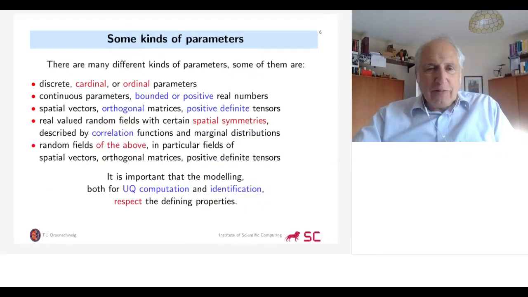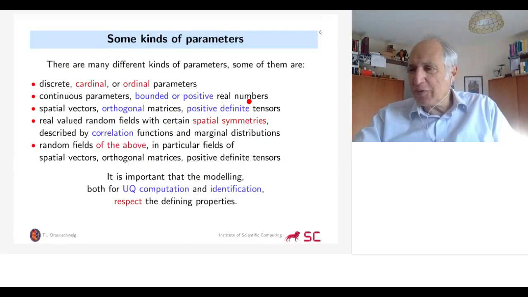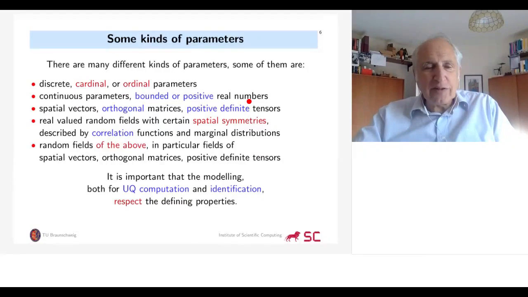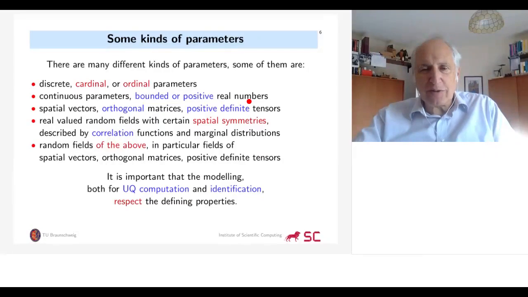Good, so here I have a list of some of the different kinds of parameters, what they could be. These are the ones we talk about; there are many other ones, and this is something which is extensively looked at in descriptive statistics, so there you can look for more. I'll just make short remarks about this. First I will talk about discrete parameters, cardinal or ordinal parameters. I'll explain in a second what this means. Then we'll look at continuous parameters which are bounded, for instance, or have to be positive, that's one-sided bounded. And then we'll look at vectors.